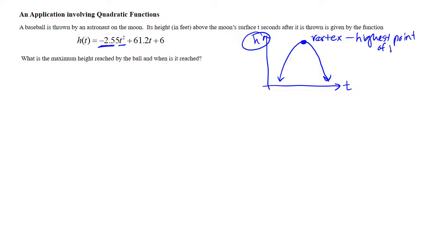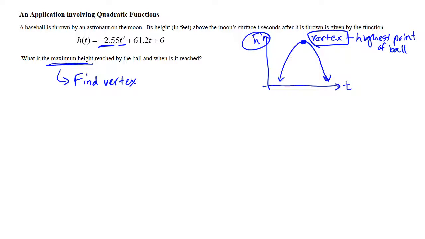So if I want to answer this question, I need to find the vertex because I want to find the maximum height. So we've learned how to find the vertex by hand. We don't need Desmos to find the vertex. We can do it one of two ways. We can complete the square, or we can use the formula for the vertex.